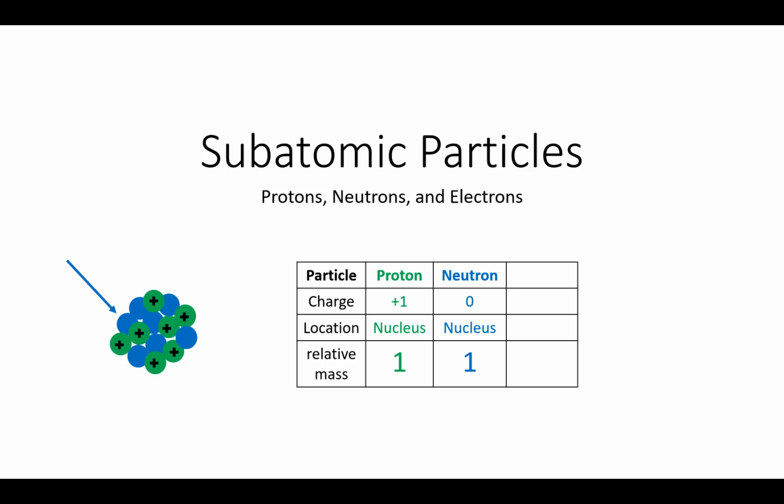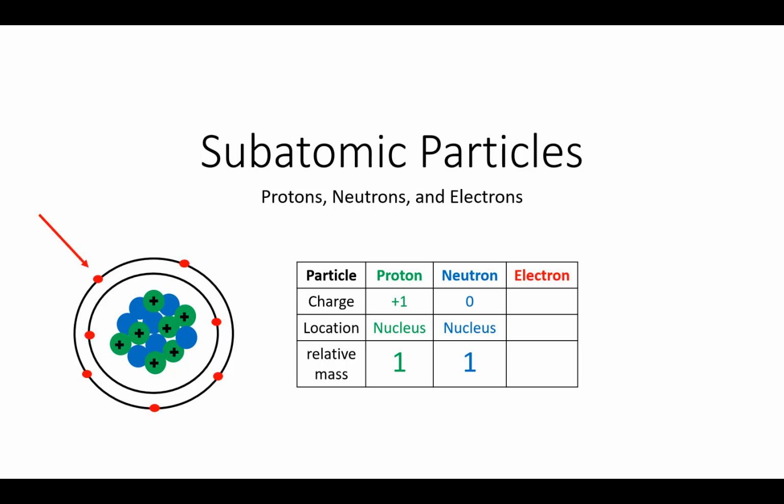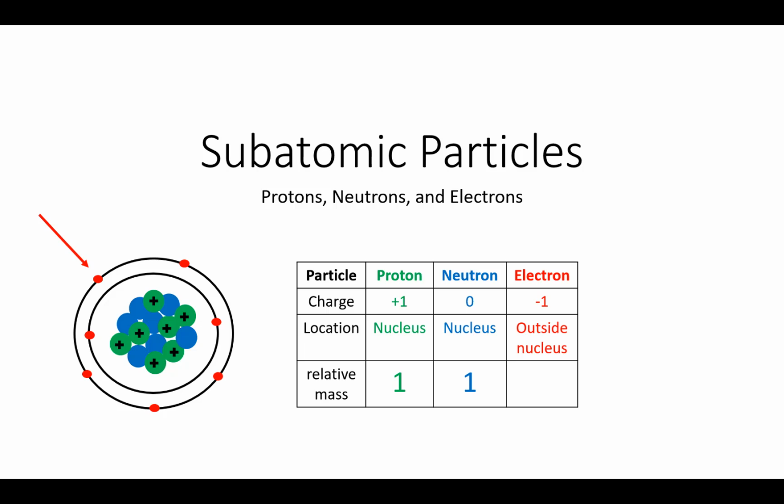Let's now move on to the electron. The electron is a particle that has a -1 charge. It is equal and opposite to the charge on a proton. As you can see from the visual, it is not found in the nucleus. It's found outside the nucleus.